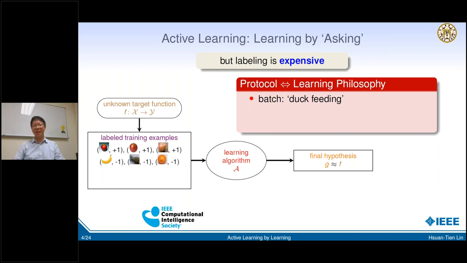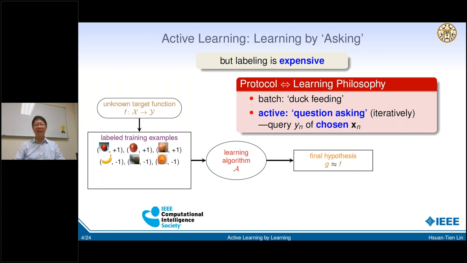But in the classroom setting, we may want to help the students learn more efficiently by allowing the students to ask questions. That's what active learning is about. Basically, if we can allow the learning algorithms to ask us some key questions that can facilitate the learning performance, then maybe we can do a better learning job. So active learning is a different learning protocol to communicate with the machines, to communicate with the learning algorithm.